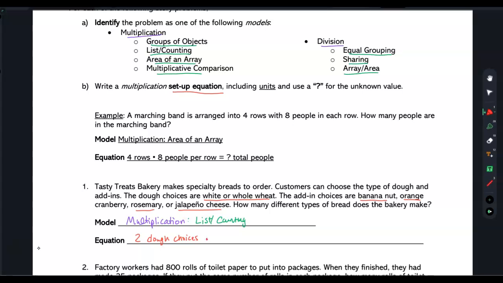So there's 4, so this would be times 4 add-ins. And typically we put the per on there, so I would say add-ins per dough choice. And that would give me the total number of different breads, which is what I don't know here. All right, and we'll stop there. We don't need to solve that or do anything else with that.